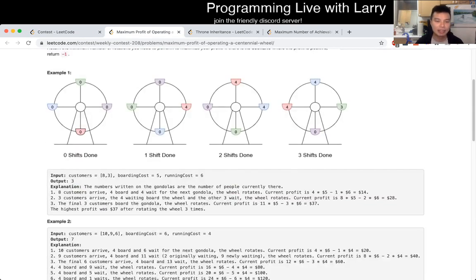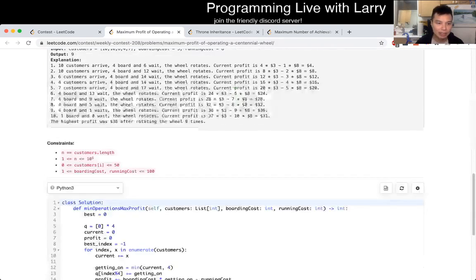I think the key thing to know about this problem is noticing that n is 10 to the fifth, and customers is at most 50. That means you can have 5 times 10 to the 6, and then if you divide that by 4, it's roughly less than a million or so, right?